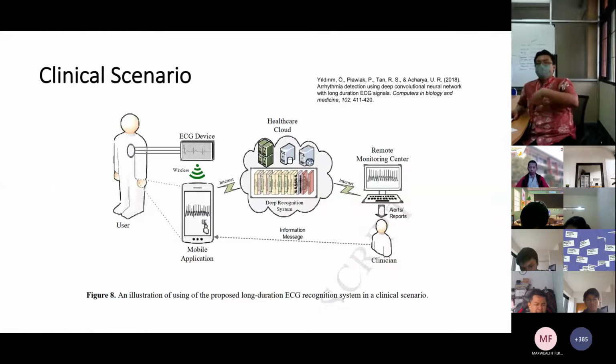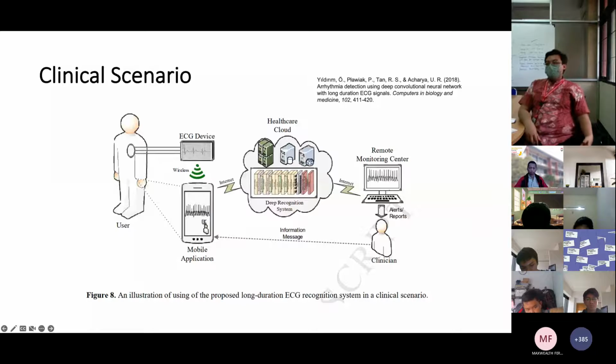So this is the scenario that we also developed. This one is from this paper, but it is the same idea that we have to create in our research center. We need to create this kind of application in Indonesia. We have some projects for this, and we have collaborations with several hospitals in Bandung, and we need to create this application as soon as possible.